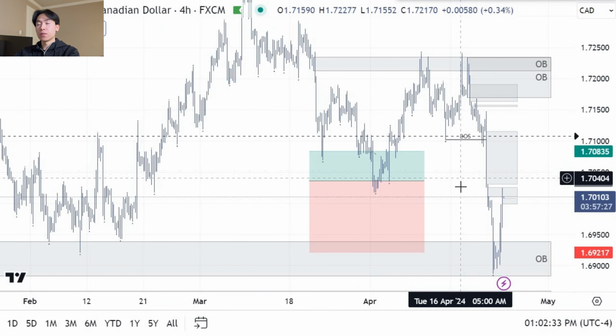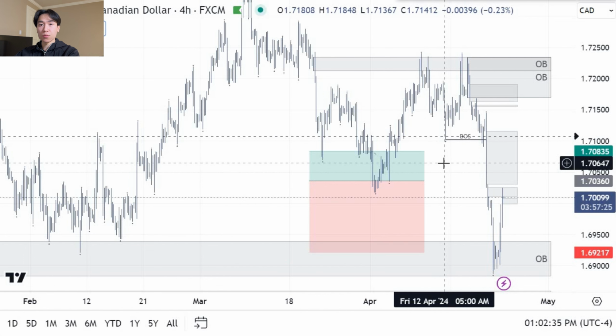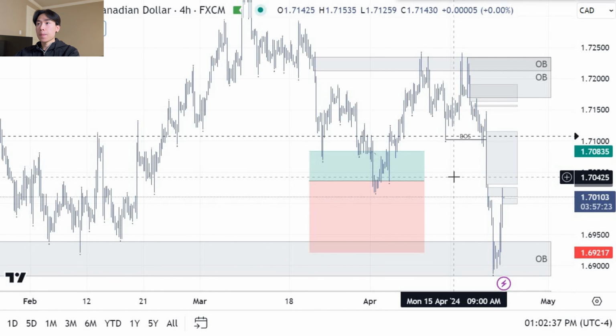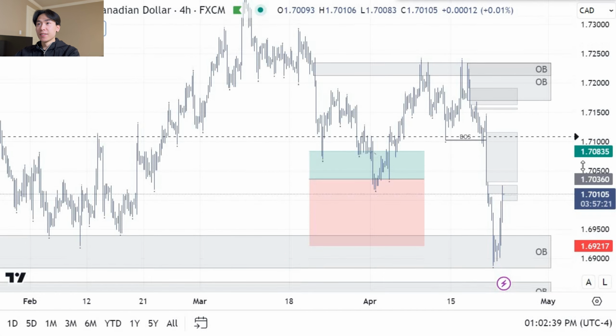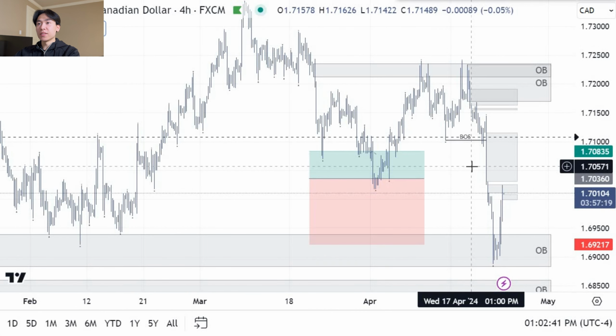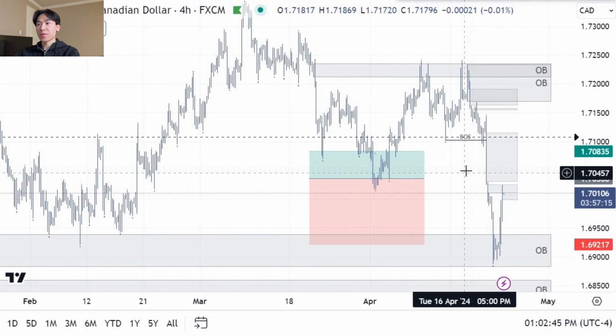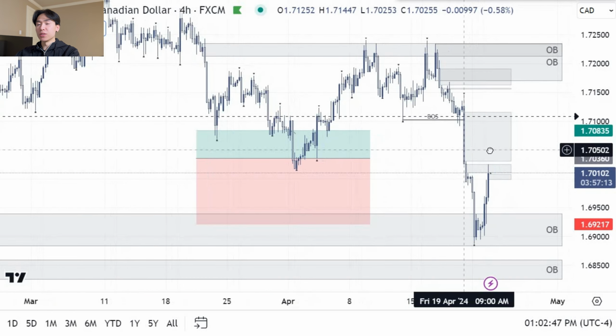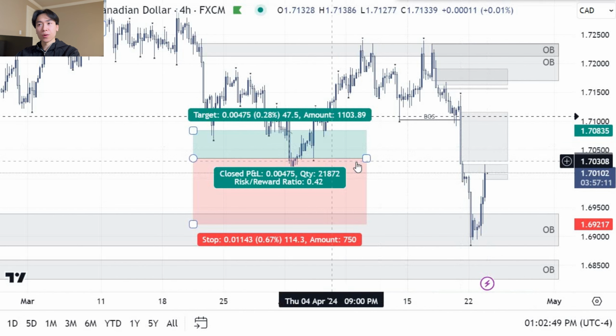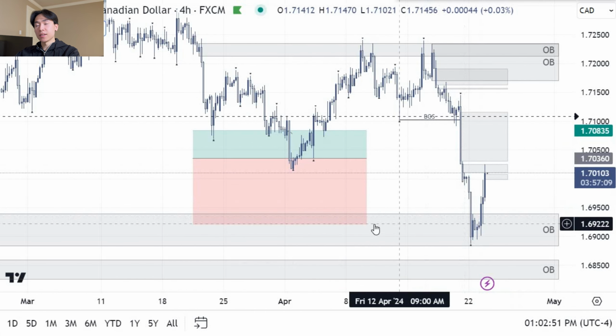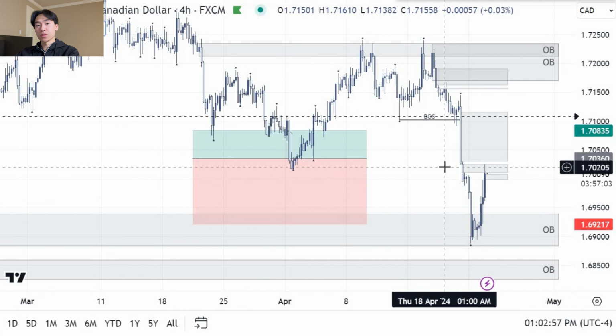Alright, so the trade that I did take a loss on was GBP CAD, and basically price spiked down so hard into my stop loss and into this order block, which is something I should have accounted for, but I did not. So that resulted in the loss.